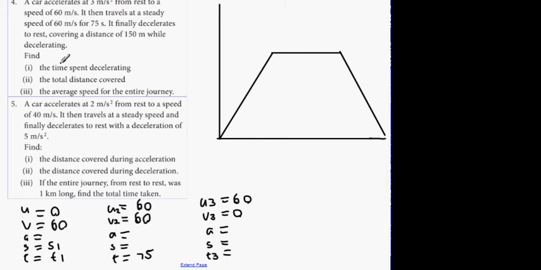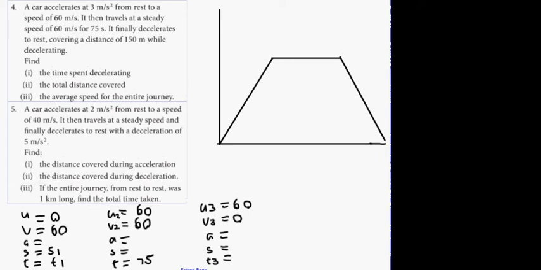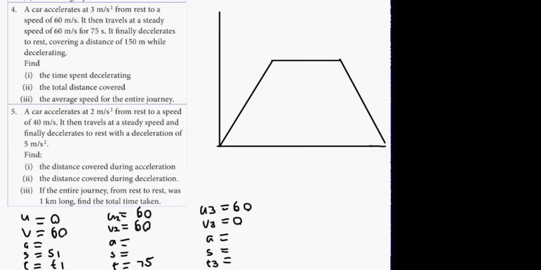Covering speed. Find the time spent decelerating, the total distance covered. Okay. So speed of 20, speed of 60, VT1. Alright, so guys, you can see what I suggest we use is what's called... and we have distance at the end as well. So the distance is 150. Okay, so it wants to find the time spent decelerating.